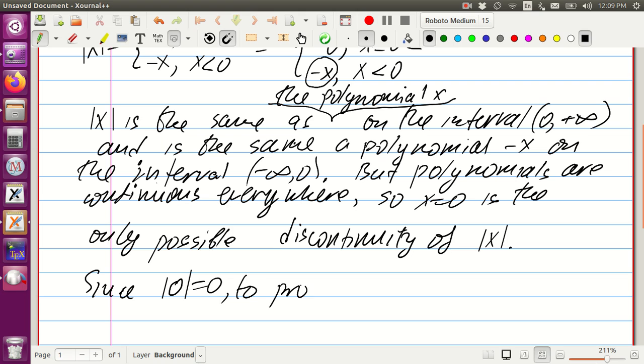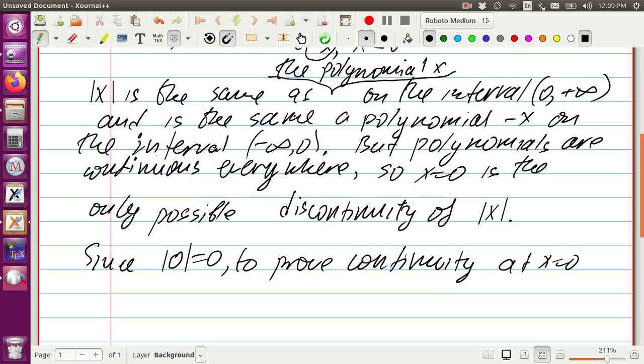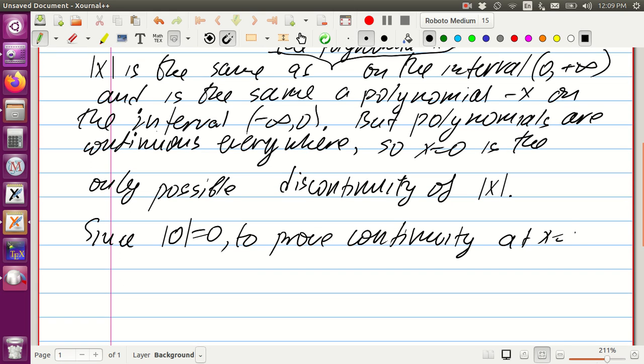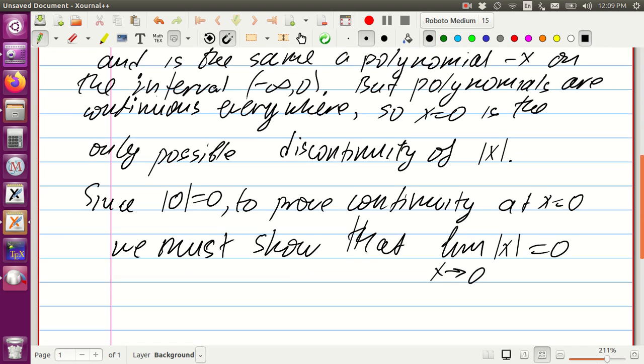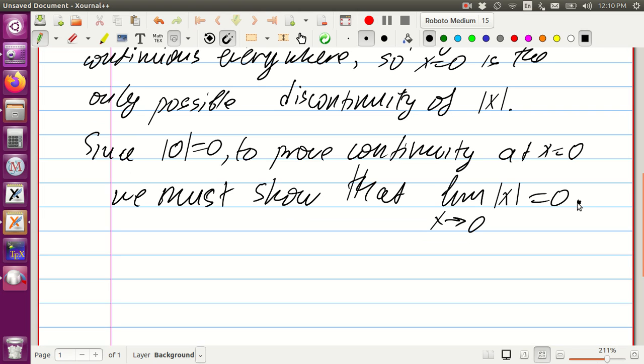So to prove continuity at x equals 0, we must show that the limit exists, right? We must show that the limit of absolute value of x when x approaches 0 is equal to 0. That's the only thing left to show.